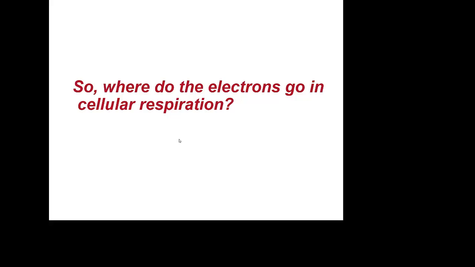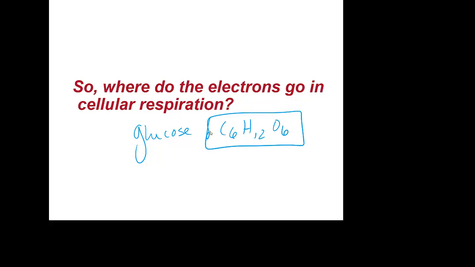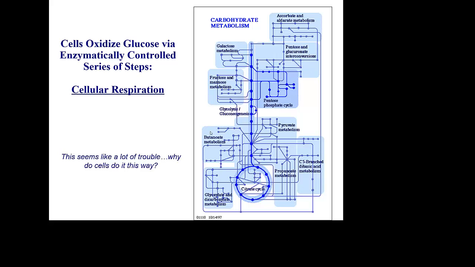So where do all of the electrons go in cellular respiration? If you have glucose, which is C6H12O6, you should know this, we're going to break that down one carbon at a time. It's going to give off a lot of energy that we need to store. But to do that, when we break bonds, we've got to deal with moving electrons.